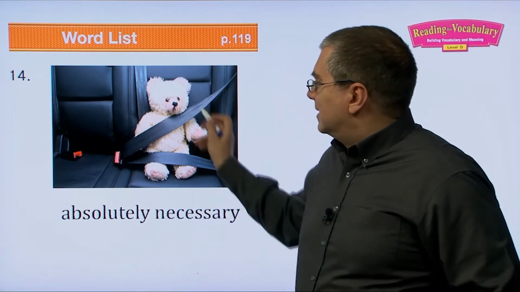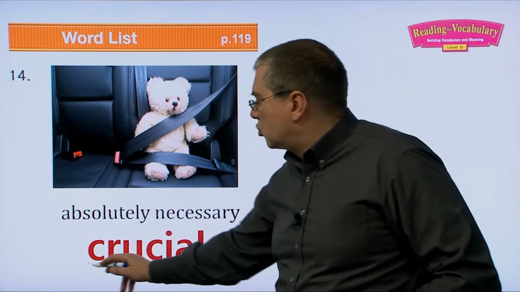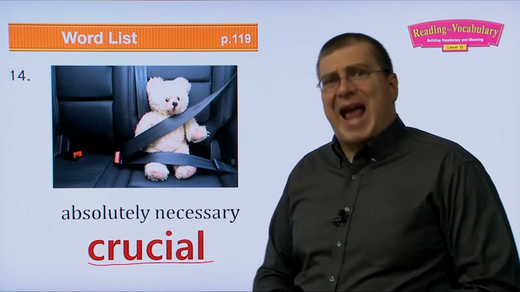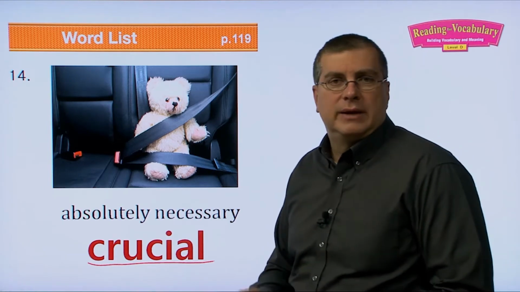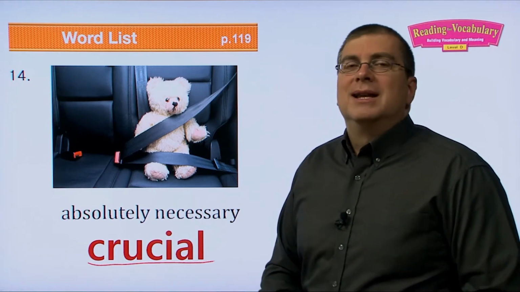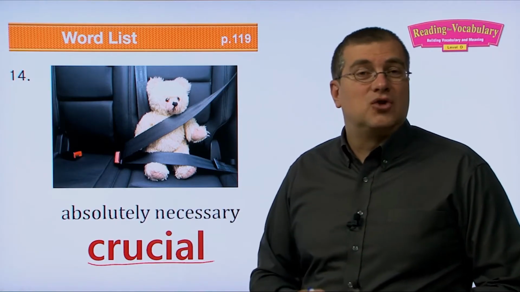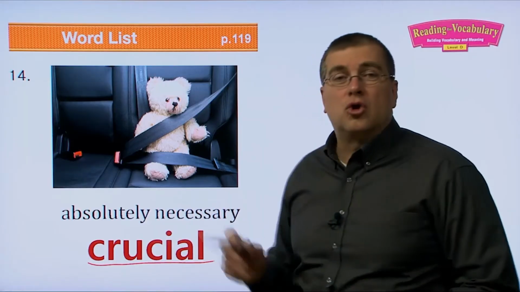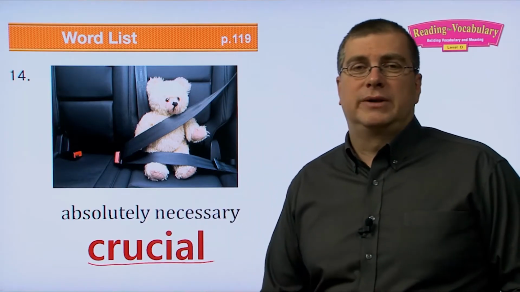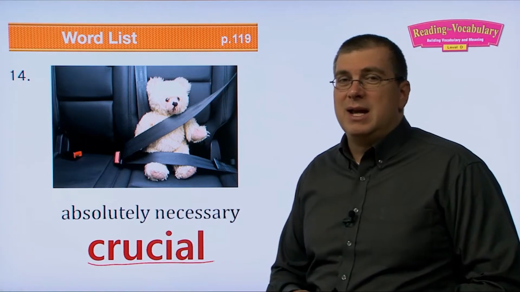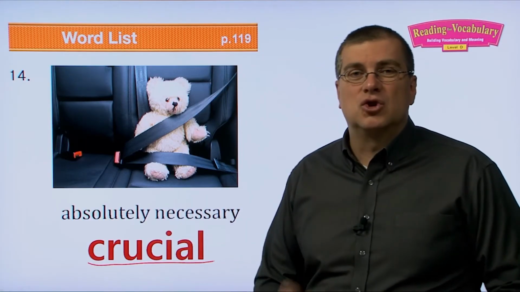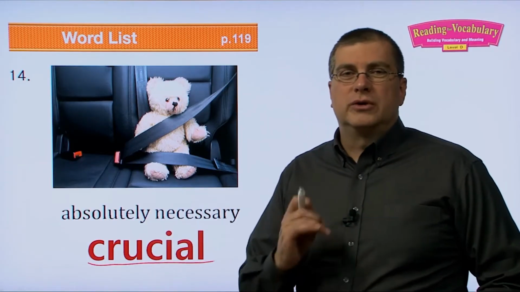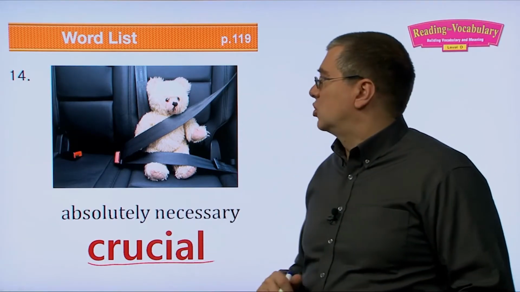Okay. 14. Absolutely necessary. So what is it? It's a seatbelt. Absolutely necessary. It's crucial. Now a seatbelt, some people may argue, well, a seatbelt's not absolutely necessary, right? A lot of times I don't get in an accident. But nowadays, because of safety and because of the traffic laws, we think seatbelts are absolutely necessary. They're crucial. They're very important because if you do get in an accident, they're absolutely necessary to make sure that you are not injured or killed. So they are crucial. Crucial, something that's needed very much.